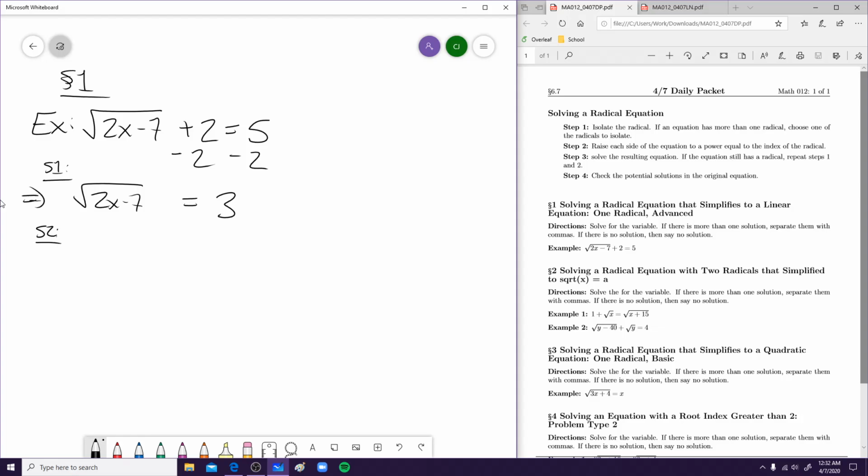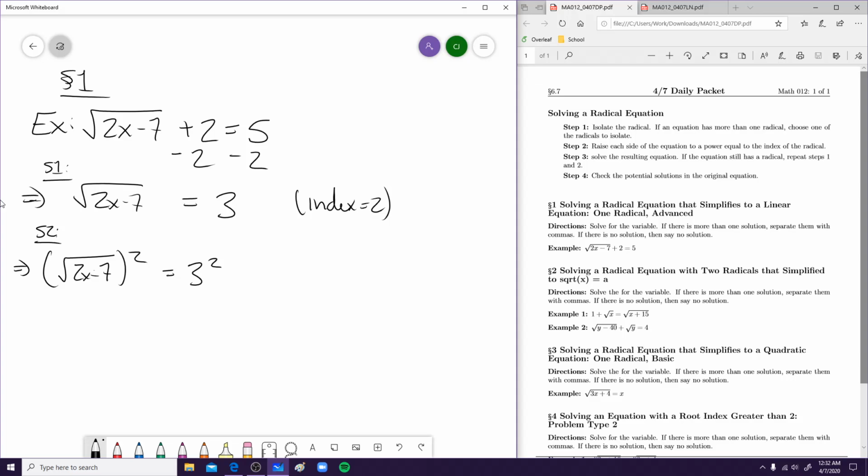So what does step 2 tell us? Step 2 says raise each side of the equation to a power equal to the index of the radical. So over here, what is the index? When there is no number shown, our index is 2. So for step 2, we're going to raise these to the power 2. We're just going to square both of these. And now for step 3, we want to solve the resulting equation.